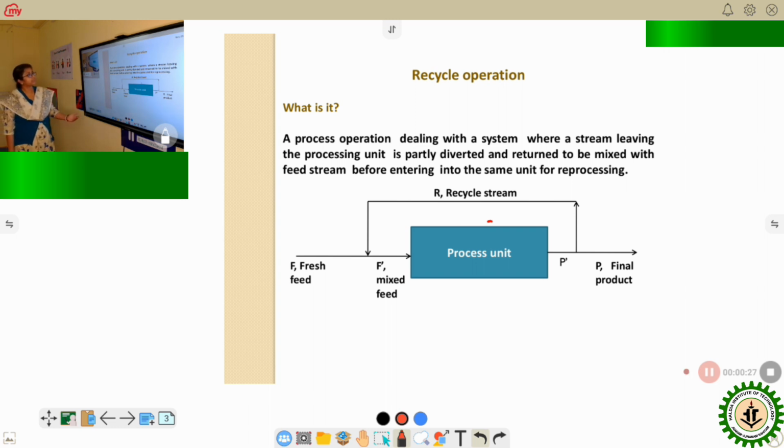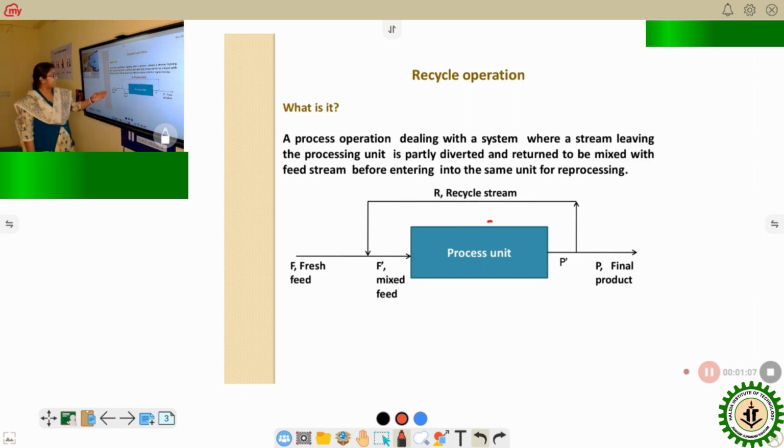Now, what is it? It is a process operation dealing with a system where a stream leaving the processing unit is partly diverted and returned to be mixed with feed stream before entering into the same unit for reprocessing. That means from the processing unit, when the product is leaving, if a part of this leaving product is recycled over the processing unit and again mixed with the feed just before entering into the same processing unit, that type of operation is known as recycling operation.